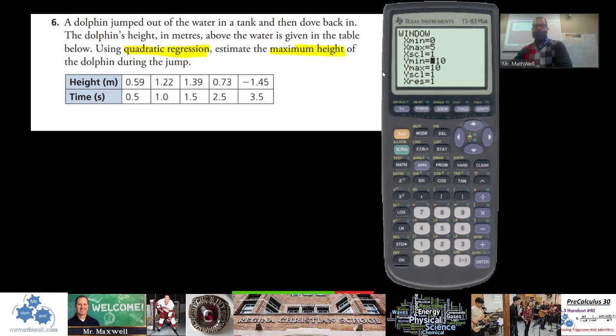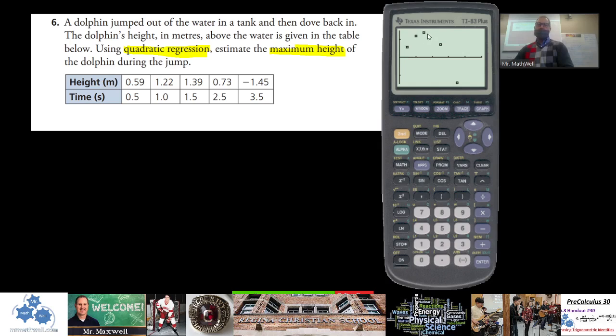Okay. The y, so the smallest y value that we have is 0.59 meters. The largest is 1.39. So we can go from 0 again here, and let's go 1.5 maybe. Now, we actually have negative 1.45. That's our lowest. So let's go back and adjust this minimum to negative 1.5. Okay, that'll be better.